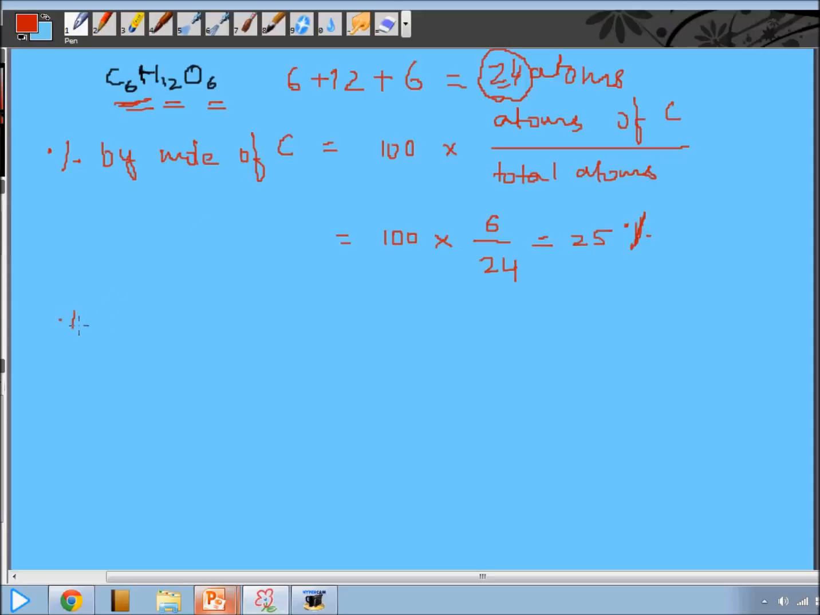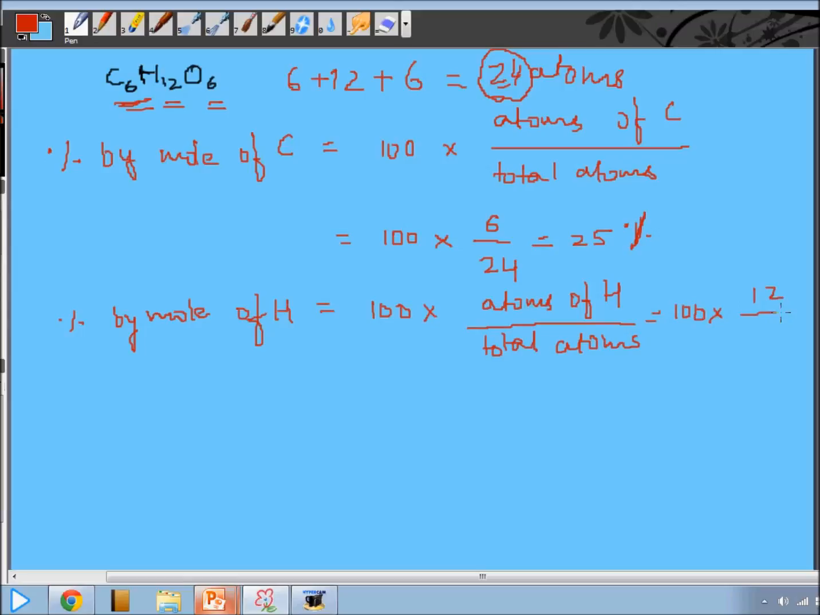Similarly, I can calculate percentage by mole of hydrogen atoms in my compound. Again 100 times number of atoms of hydrogen in 1 mole of this compound divided by total number of atoms of all kind in 1 mole of this compound. So this again will give me answer as 100 multiplied with 12 divided by 24. 1 mole of compound has 12 atoms of hydrogen and total number of atoms are same, 24. So 100 multiplied with 12 divided by 24, this will come out to be 50%.